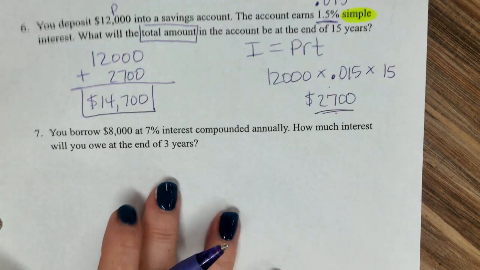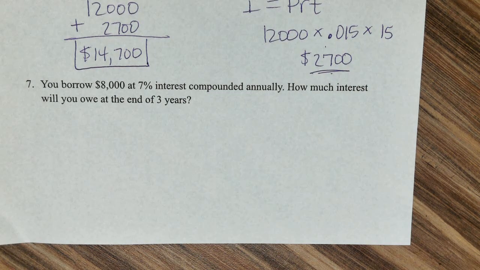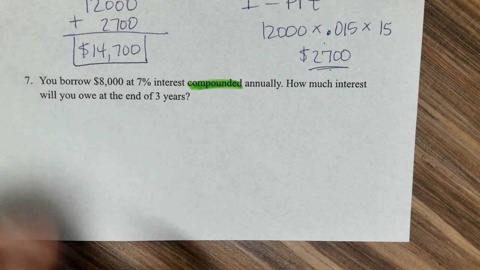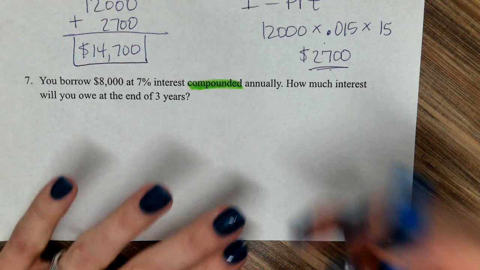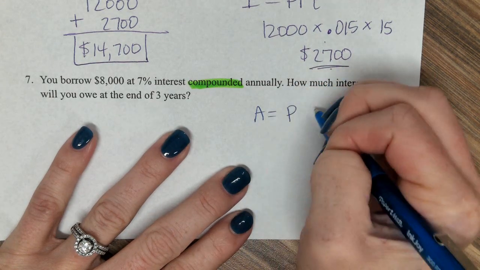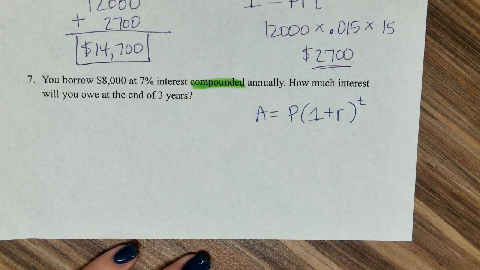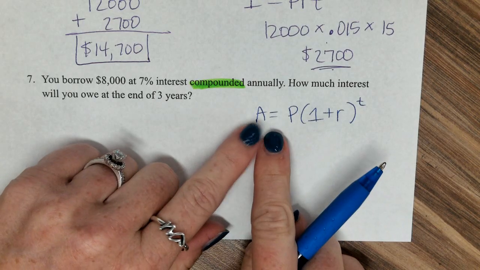All right, next question, number 7. You borrow $8,000 at 7% interest compounded annually. What clue word did you just see? Compounded. So before I do anything, what should I write down? The compound formula. A equals P, 1 plus R to the T power. Now stop and read the question. What does this formula solve for?